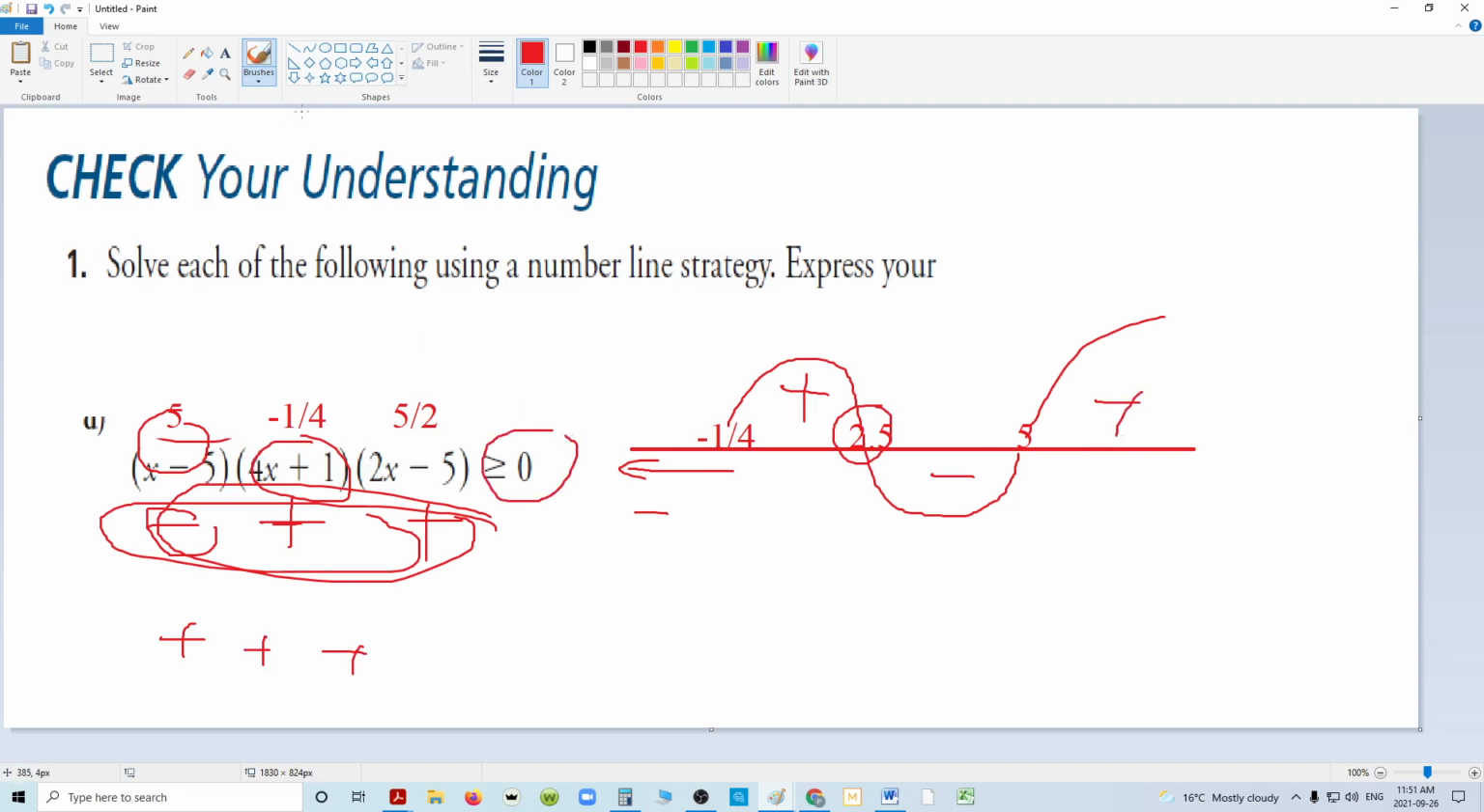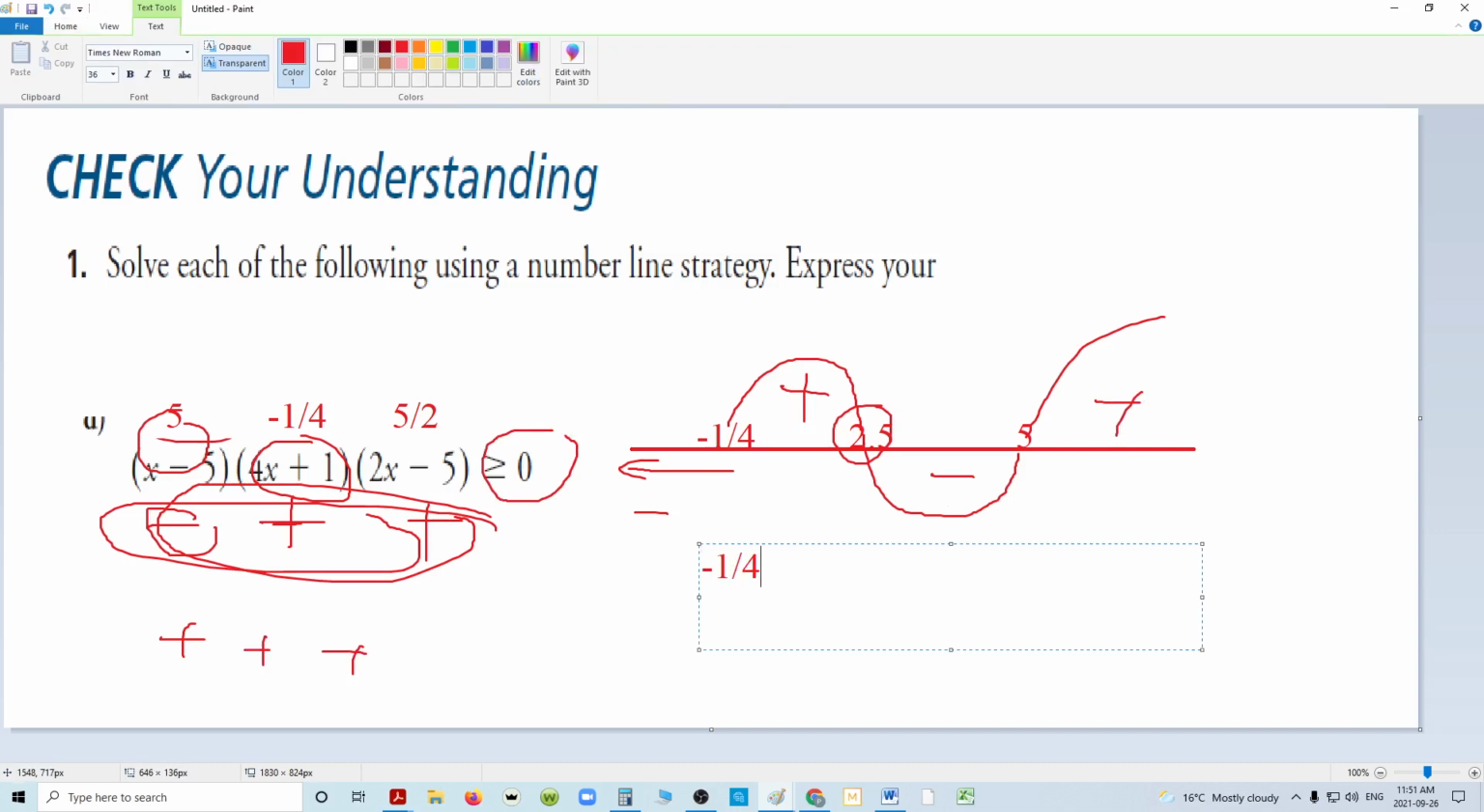Since my question is asking for positive or 0, I can say that between -1/4 smaller or equal to x, because I'm including 0 this time, and smaller or equal to 2.5, and when x is bigger or equal to 5, the function in D is above or equal to 0.